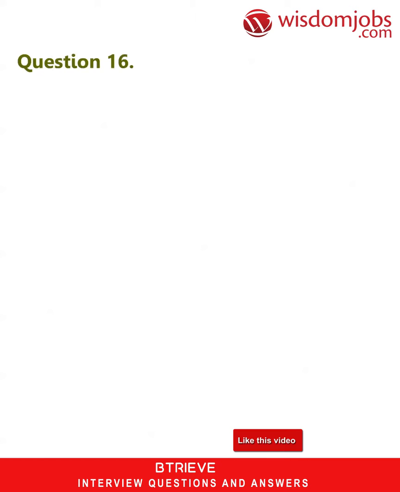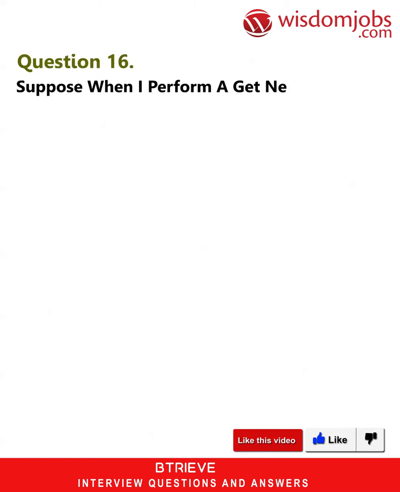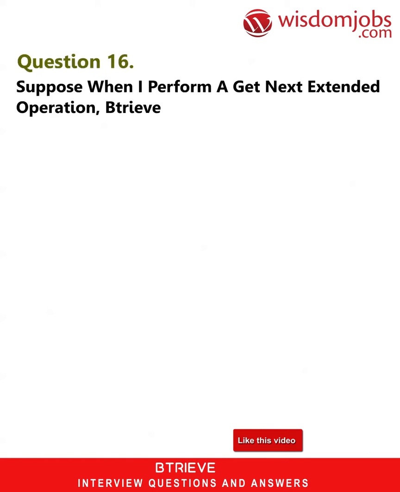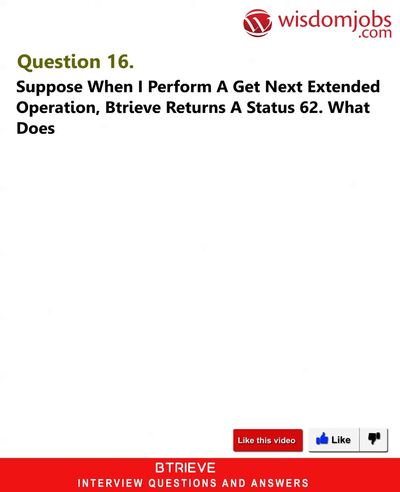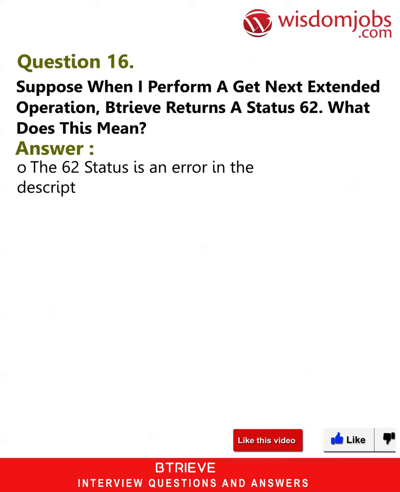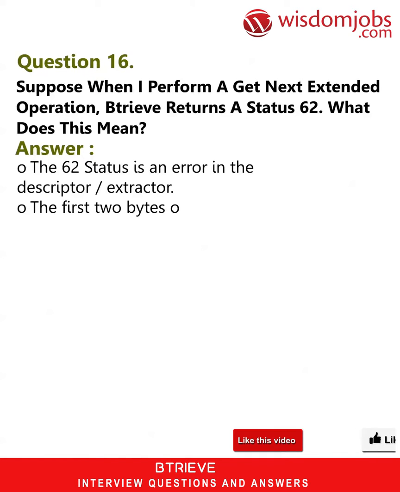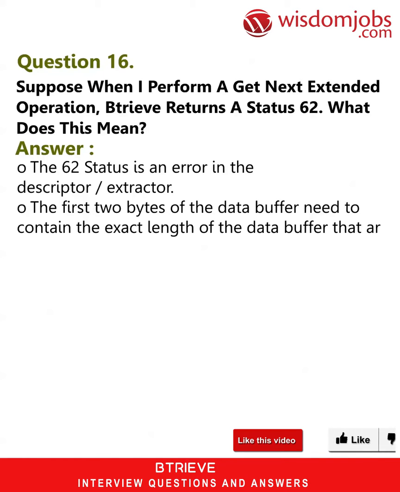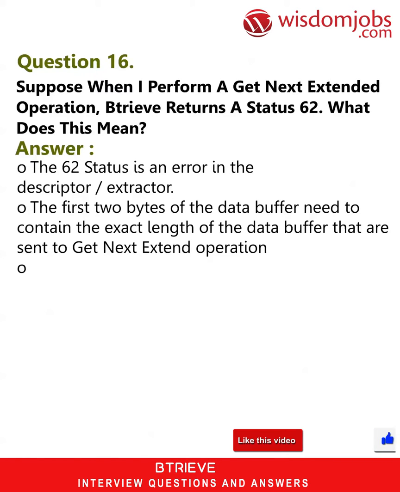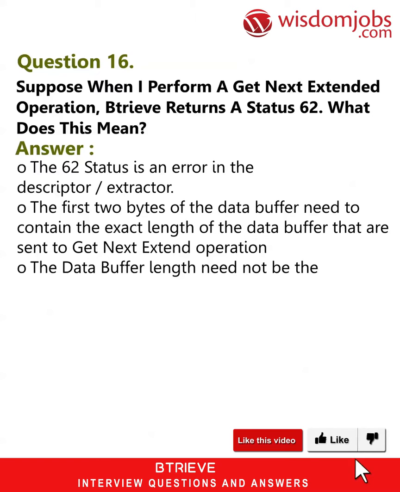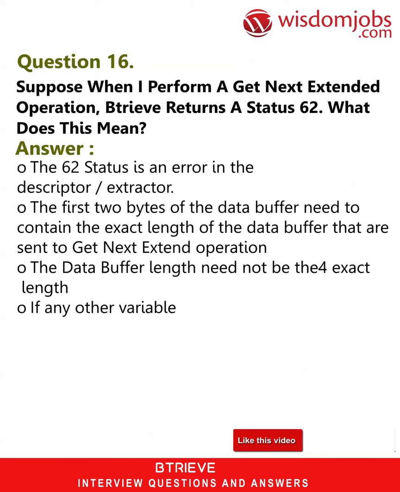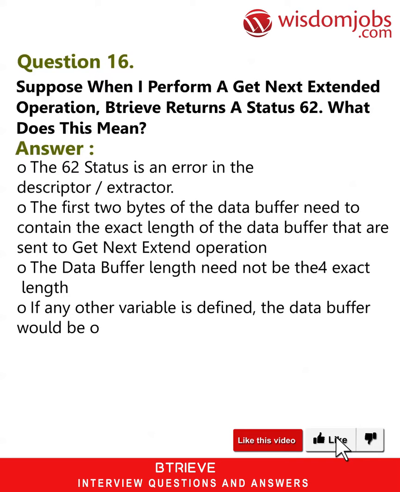Question 16. Suppose when I perform a GetNext Extended operation, Btrieve returns a status 62. What does this mean? Answer. The 62 status is an error in the descriptor extractor. The first 2 bytes of the data buffer need to contain the exact length of the data buffer that is sent to the GetNext Extended operation. The data buffer length need not be the exact length. If any other variable is defined, the data buffer would be overwritten.